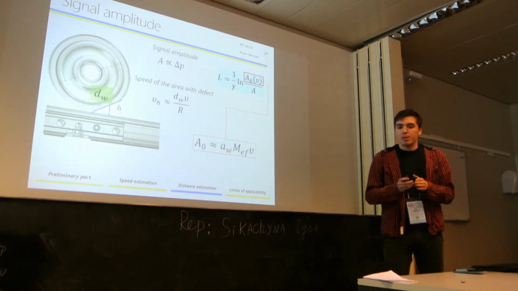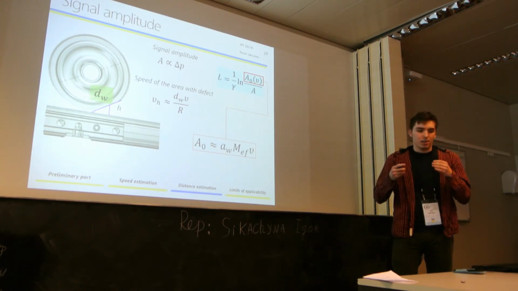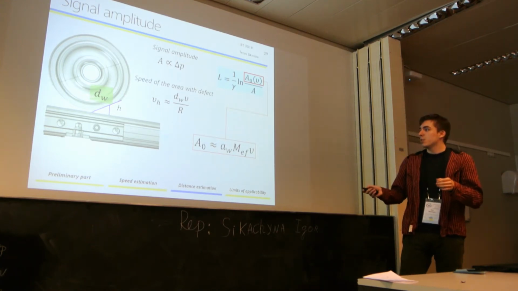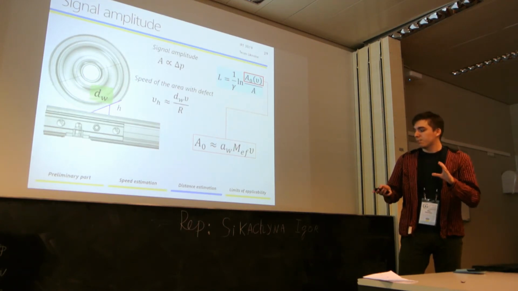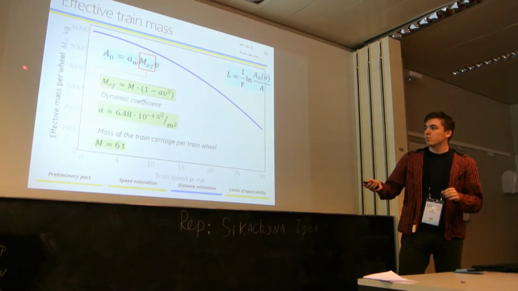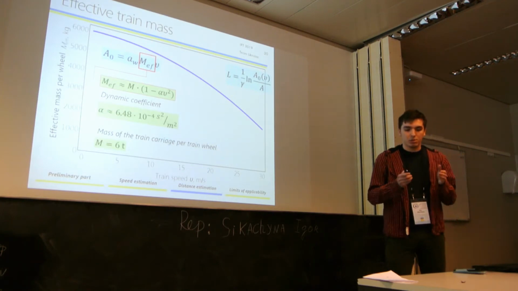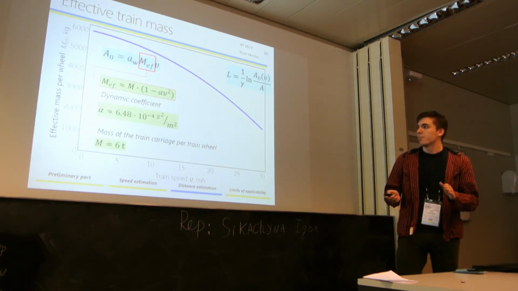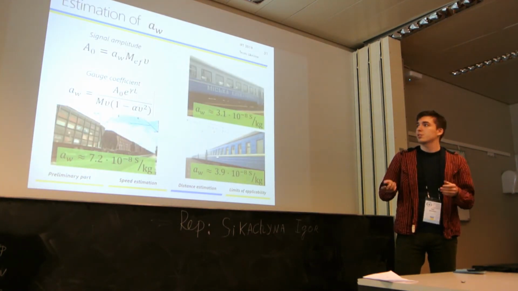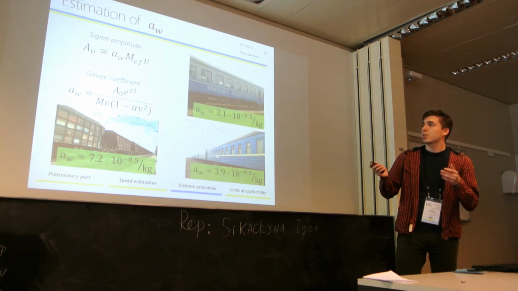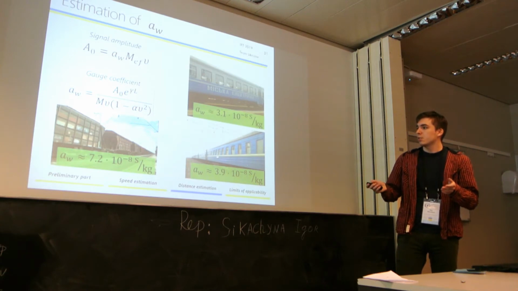We expect that the amplitude is proportional to the momentum provided from the wheel, and we understand that in reality this momentum is dependent on the effective mass acting on one wheel of the train. And this effective mass, as known from the literature, reduces with the increase of train speed. Thus, we should account for that in our problem to determine the initial signal amplitude. And also we have a gauge coefficient which determines how the momentum is translated to the amplitude of the signal, and it's different for different trains. We measured it experimentally for different trains.